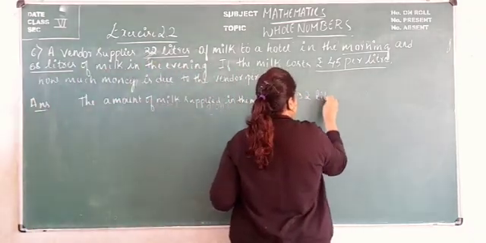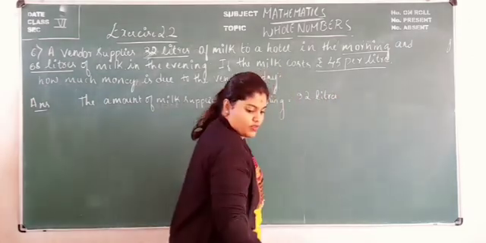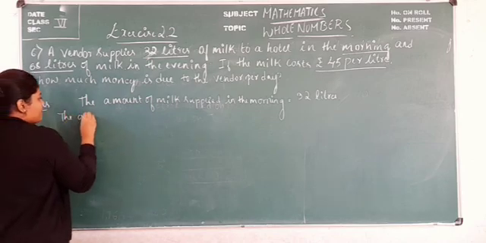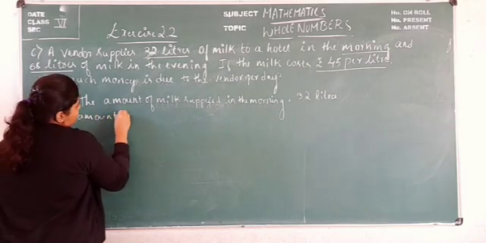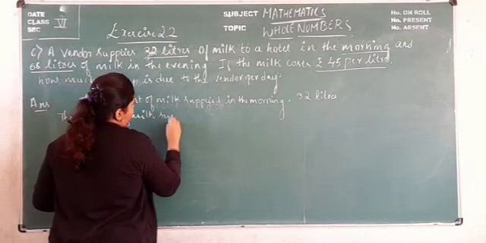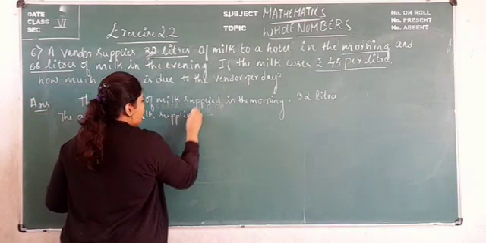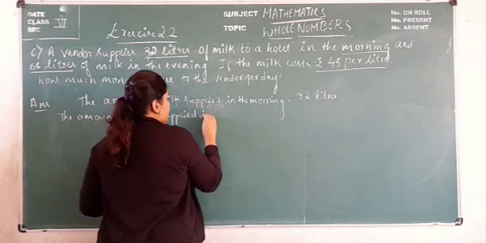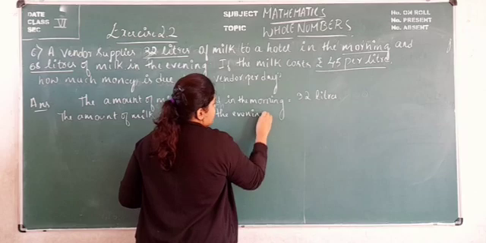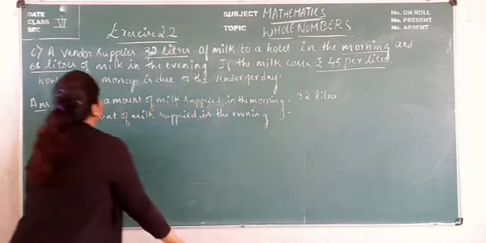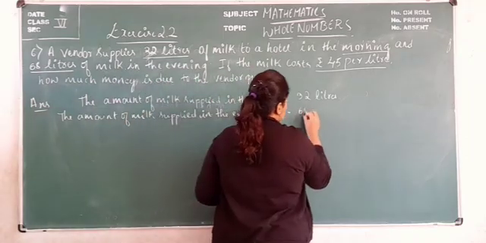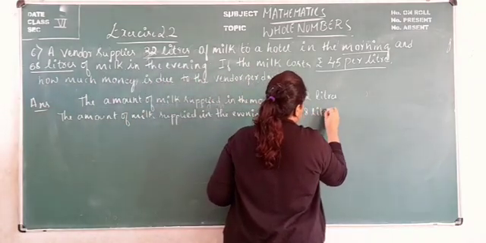32 liters. Next, the amount of milk. We know the amount of milk supplied in the evening. The amount supplied in the evening is equal to how many liters? Yes, 68 liters.